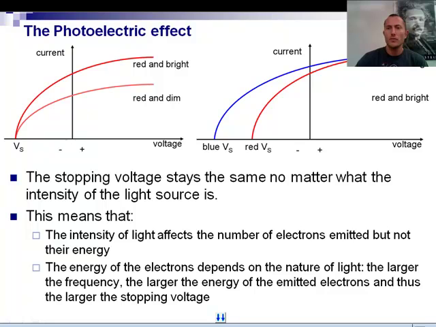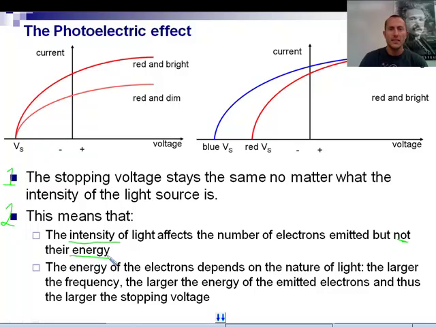Alright, so just to review and recap: number one, the stopping voltage stays the same no matter what the intensity of the light source is. So the stopping voltage is directly related to the frequency, not the intensity. And that's what we're saying down here: the intensity of the light affects the number of electrons emitted, but not the energy.